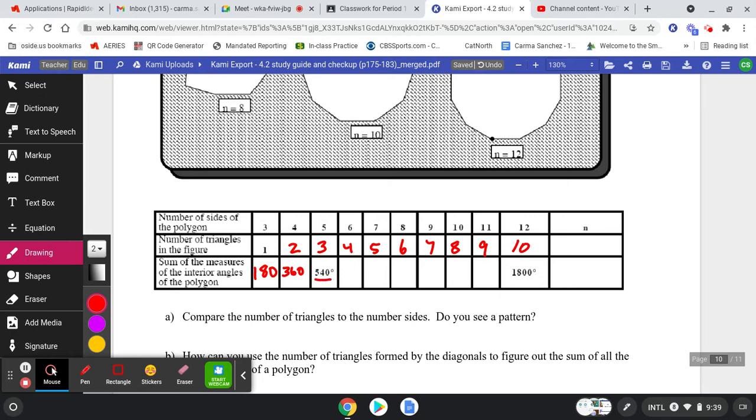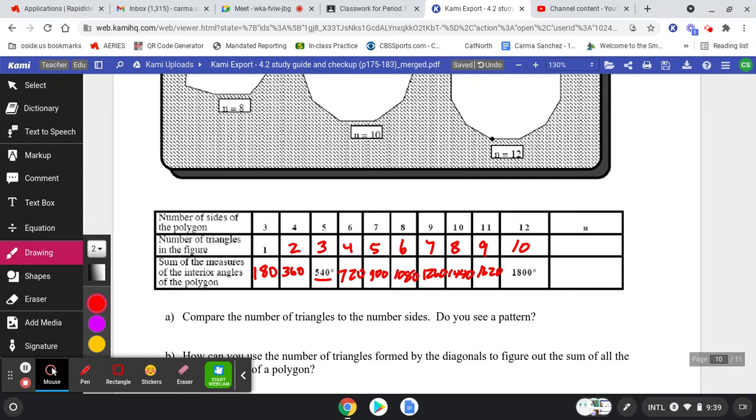We add another 180. That gives us 540. We add another 180. That gives us 720. We add another 180. That gives us 900. We add another 180. That gives us 1080. Another 180. 1260 plus 180, 1440, plus 180, 1620 plus 180 is 1800.